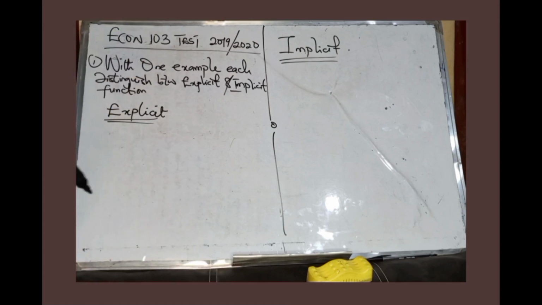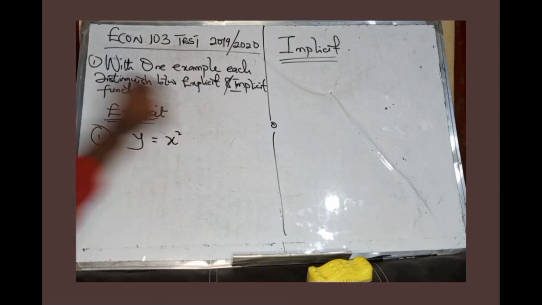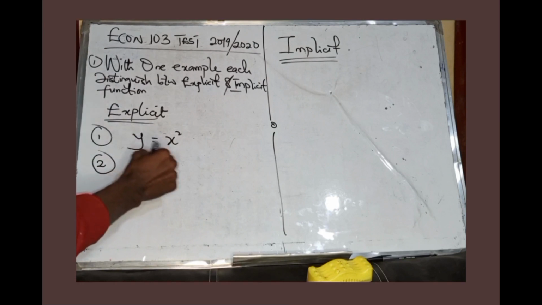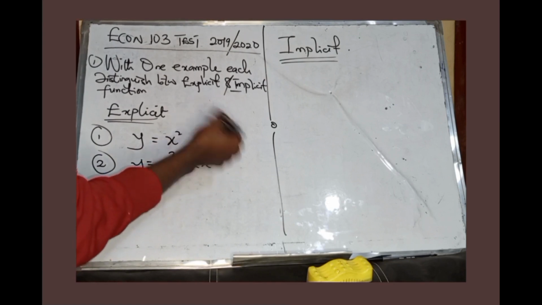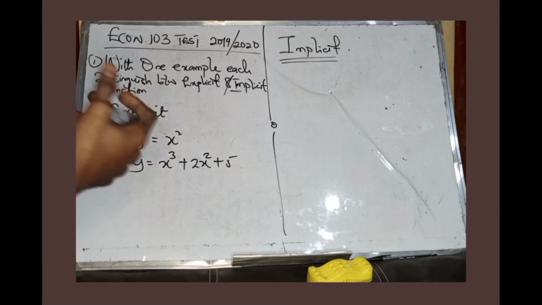For the examples, number one, we can have y is equal to x squared. This is an example of explicit function in differentiation. Secondly, we can also have, for instance, y is equal to x cubed plus 2x squared plus 5. These two are examples of explicit function.